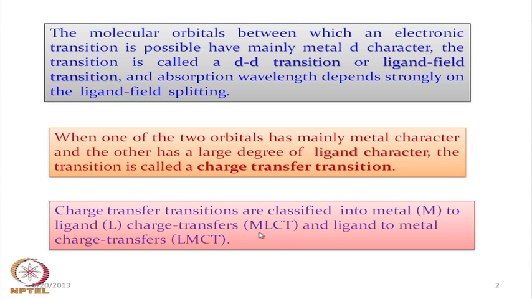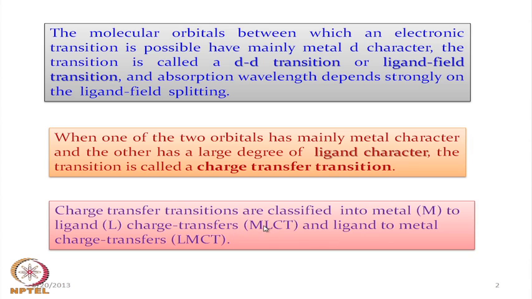So, in one case the electronic charge will move from the metal orbital to the ligand orbital, or from the orbitals having more metal character to the orbital having more ligand character, and in the other case we will have the corresponding transition from the orbitals which are dominated by ligand character to some other orbital which is of metal character, and will be known as ligand to metal charge transfer transitions.